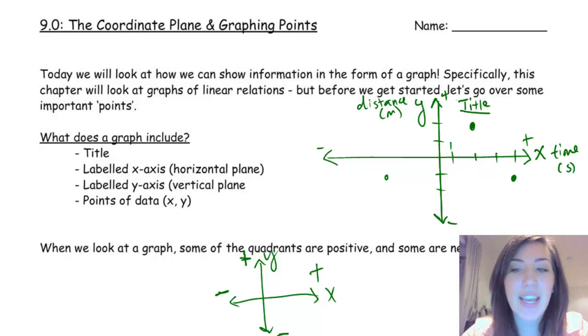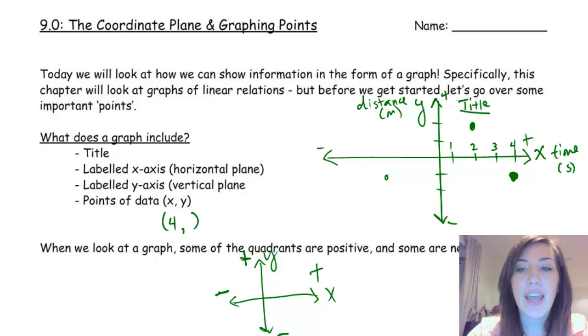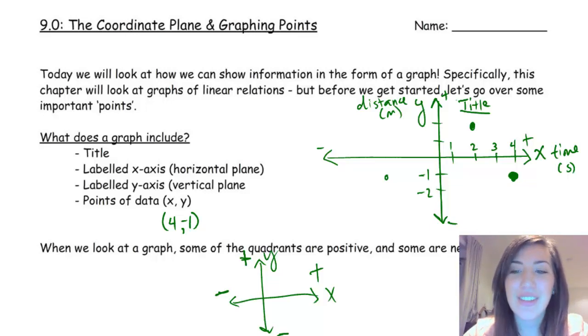So if we look at, say, this point, for example, right here, we would go 1, 2, 3, 4 along the x-axis. So if we were to do this in brackets, the x then here was 4. And if we go for the y, these are -1, -2. So if we look, oh, that's kind of close to, it should be -1. So this point would be (4, -1).